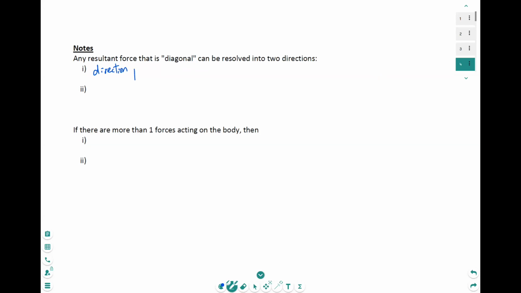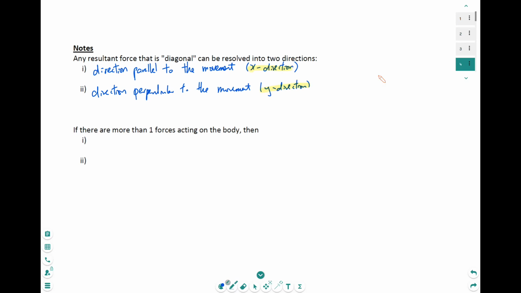Direction parallel to the movement, basically this is called the x direction. We usually call it the x direction, so we can call it x and y. For now we'll call it x and y, but the proper name is direction parallel to the movement, also direction perpendicular to the movement, also known as the y direction. So from now on, remember, we can resolve into 2 directions, x and y.